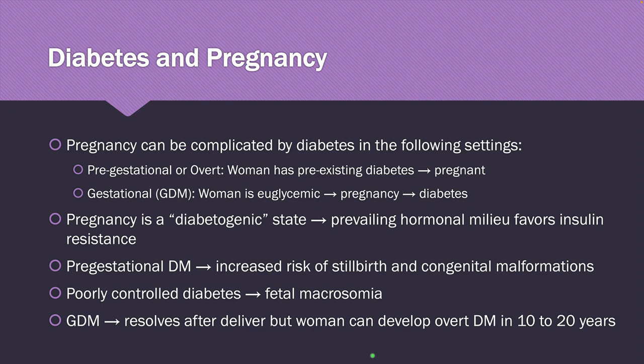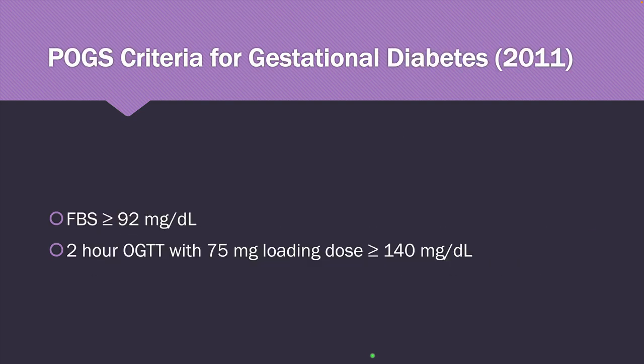So, what is the criteria for gestational diabetes? We have a local guideline here by the society of OB-GYN in the Philippines. This was released in 2011. FBS should be greater than or equal to 92 milligrams per deciliter, and your 2-hour OGTT with 75 milligrams loading dose should be greater than or equal to 140 milligrams per deciliter.